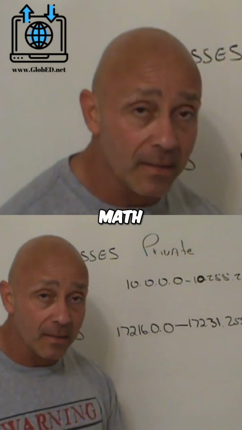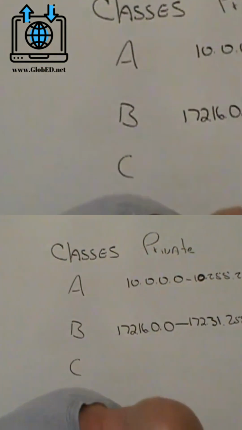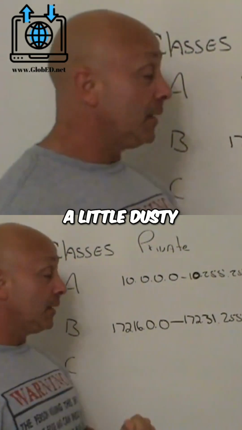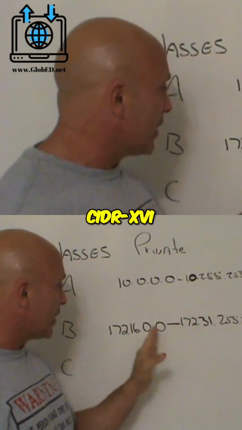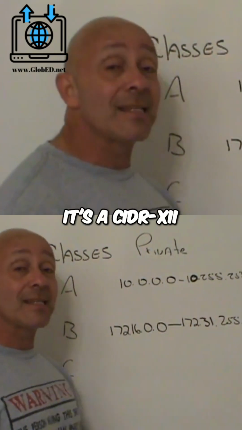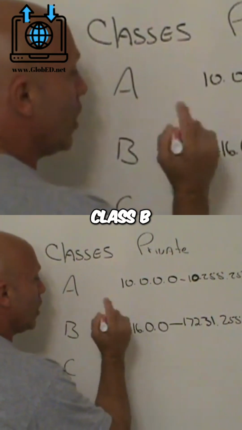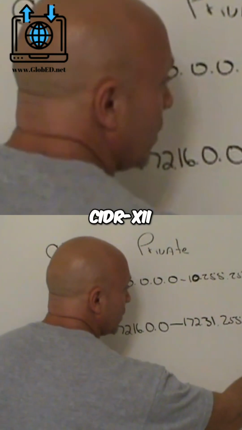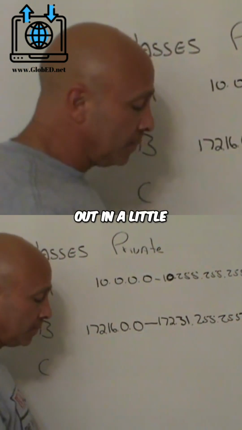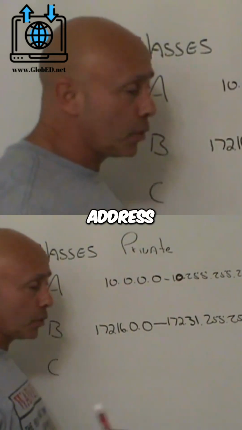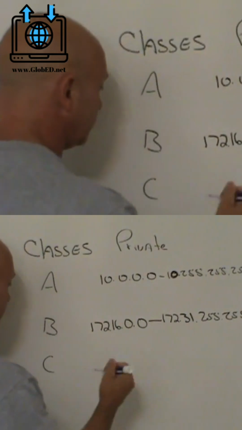The default mask in a private Class B, excuse me for a second, I'm about to sneeze. Sorry about that. A little dusty. By 16 to 31, what is the default mask there? It's not a CIDR 16, right? It's a CIDR 12. So for a private Class B, the mask is a CIDR 12. Okay, a CIDR 12, and I'll work it out in a little bit after I tell you the Class C address, because you can probably see it a lot easier. And I'll work it out to prove to you that it is a 12.